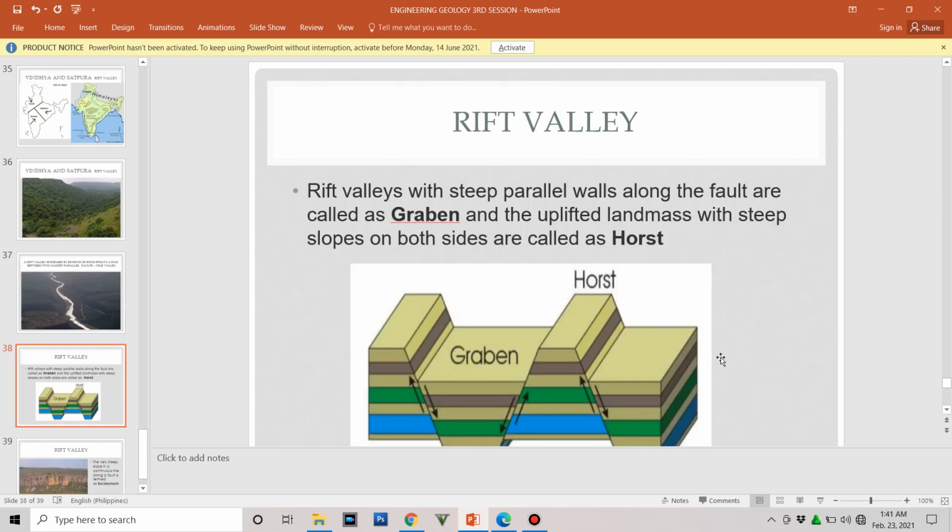movements. Okay, so to wrap our discussion, so let us have some technical terms here. Okay, the graben and horst. So rift valleys with steep parallel walls along the fault are called graben. So ito yun. Okay, so graben would be the flooring of your valley. Okay, and yung tumaas na portion of the landmass is the horst. Okay, so graben, so yung mababang portion, and the horst are the uplifted landmass.